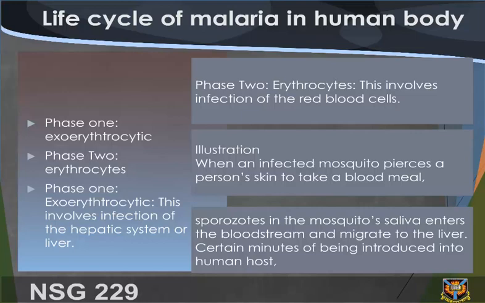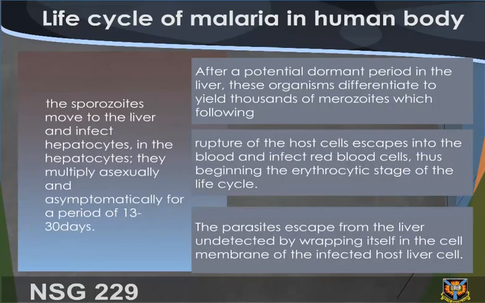Illustration: when an infected mosquito pierces a person's skin to take a blood meal, sporozoites in the mosquito's saliva enter the bloodstream and migrate to the liver within minutes of being introduced into the human host. The sporozoites move to the liver and infect hepatocytes. In the hepatocytes, they multiply asexually and asymptomatically for a period of 13 to 30 days.